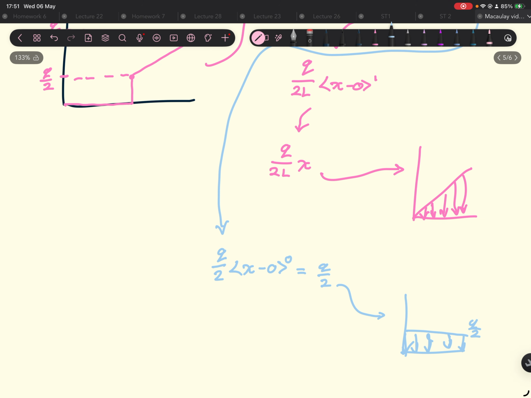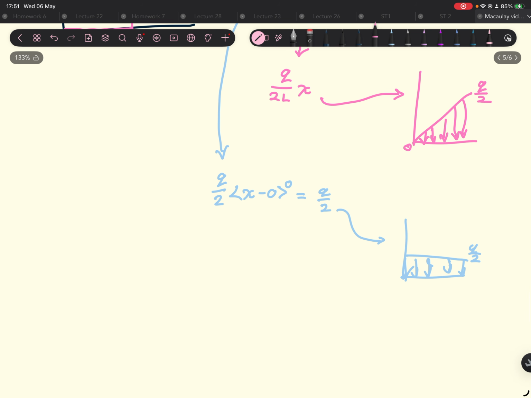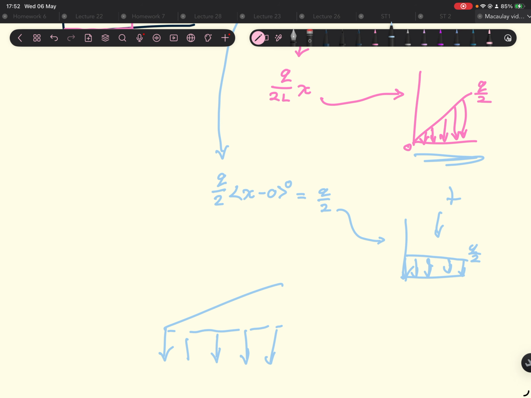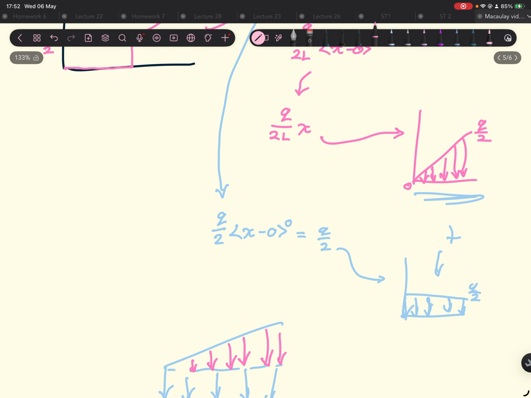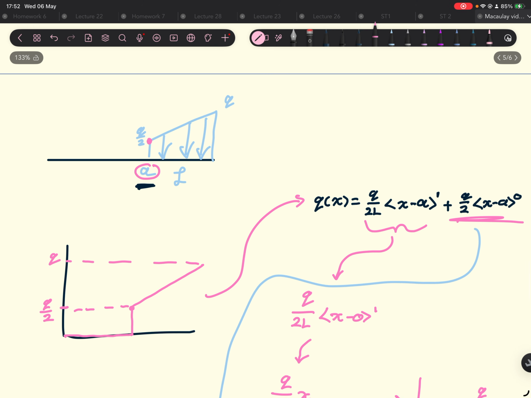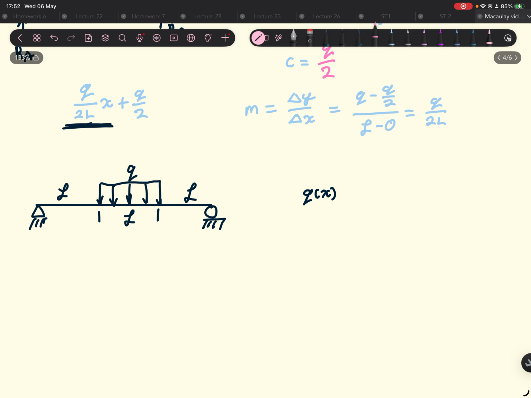So this is Q over 2, and this starts from 0, and it ends at Q over 2. But our entire distributed load is this one plus that one, which gives this one. So it's that plus this, right? Okay, that's a bit of explanation. I hope that makes sense now. And I hope this whole example makes sense.